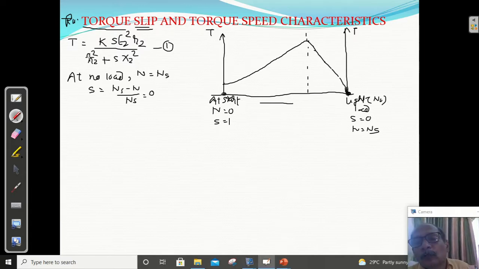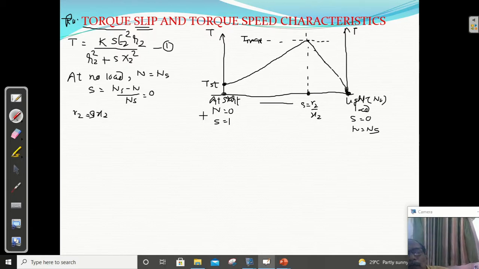So slip is 0 from this expression 1. If slip is 0, torque will be 0. And this is the starting condition. This is called T start. This is T max. And in the T max condition, what will the slip be? Slip equal to R2 upon X2. We have derived this formula, because what is the condition of maximum torque? R2 equal to sX2. So this is the slip for maximum torque here.